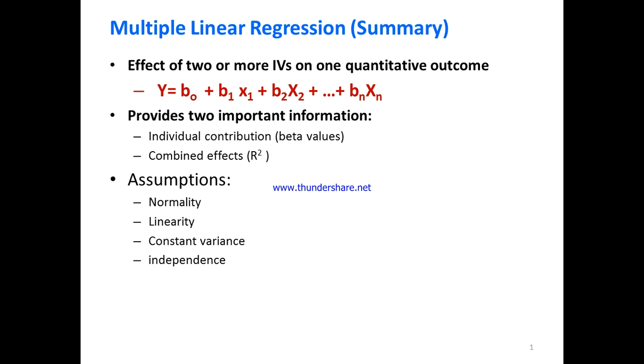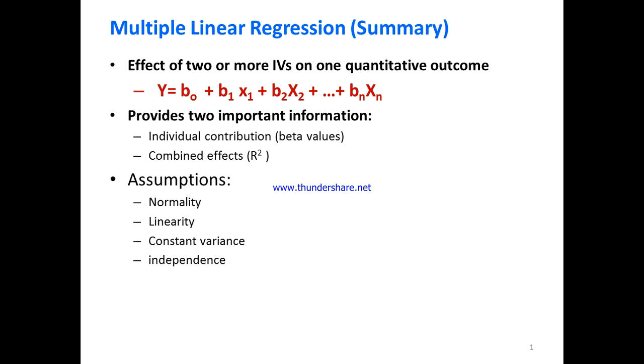In order to refresh your memories, before we proceed to the exercises, you have to remember the objective of multiple linear regression. As we have already discussed, it is used to examine the effect of one or more independent variables on one quantitative outcome variable. Therefore, it answers a research question that is interested in addressing factors affecting a particular quantitative outcome variable. You have to keep this in mind.